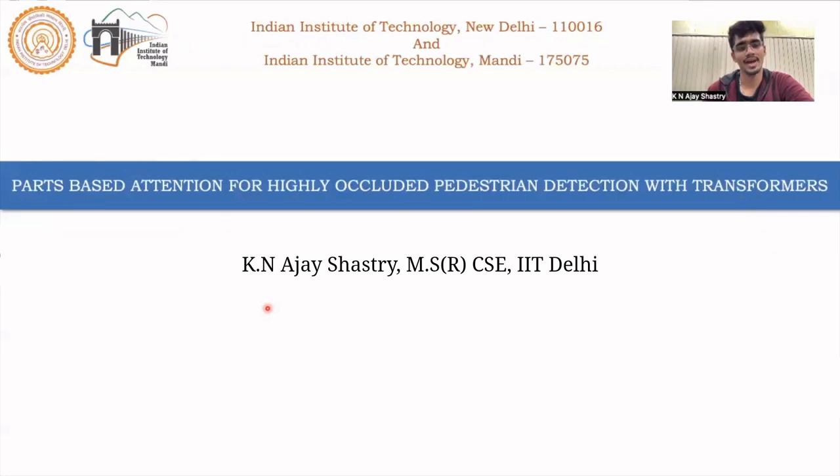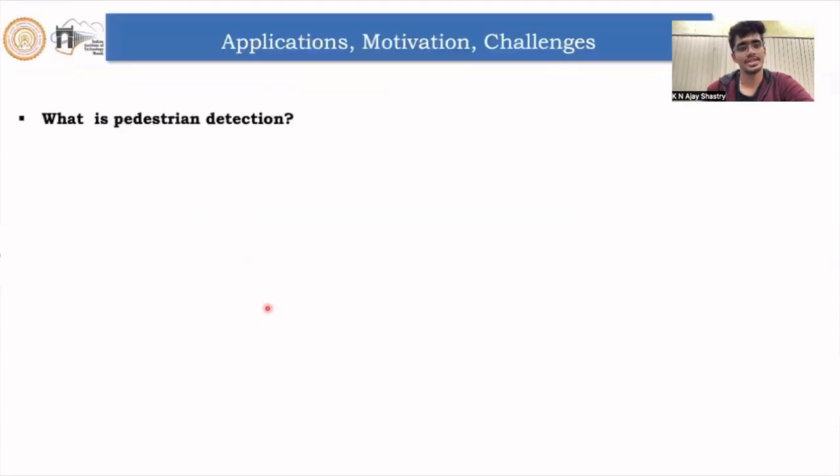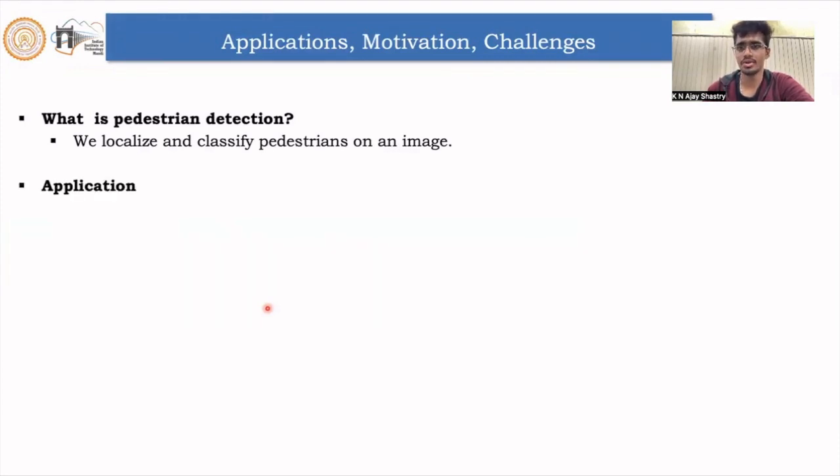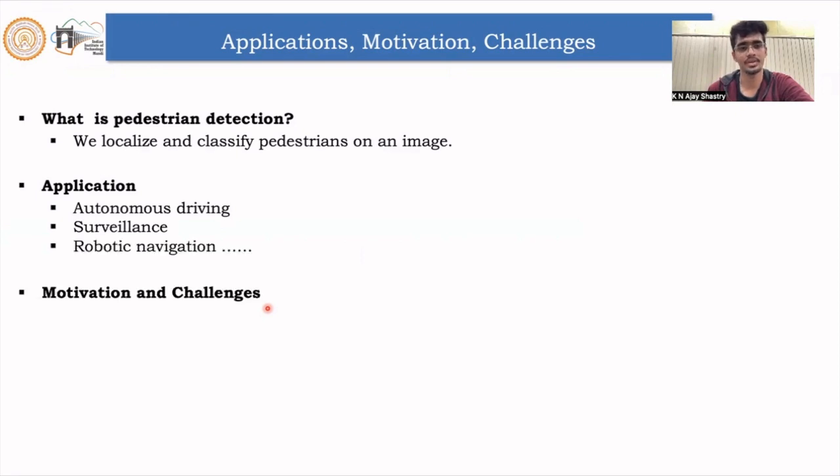I, on behalf of myself and my co-authors, would like to present our work, Path-Based Attention for Highly Occluded Pedestrian Detection with Transformers. Pedestrian detection is the task of localizing and classifying pedestrians in an image. So given an image as an input, our task is to localize where the pedestrian is and draw a bounding box around it. It has its application in autonomous driving, surveillance, and robotic navigation.